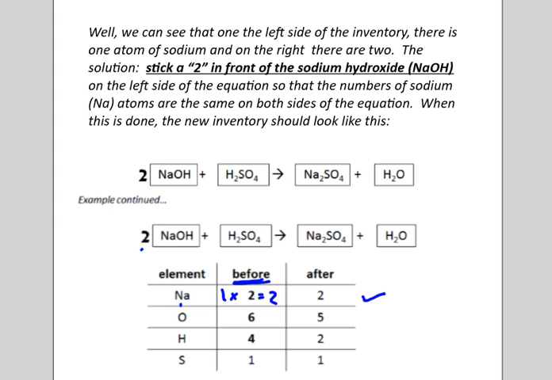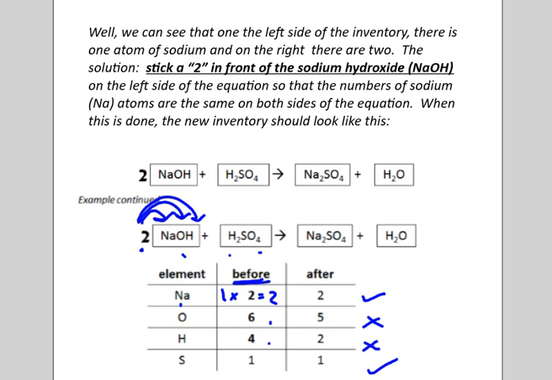Now sodium balances. This too, however, affected everything inside the box. It did change the sodium, but it also changed the oxygens. I now have two groups of 1 is 2, plus these 4 is 6. My oxygens don't balance. It also affected the hydrogens. I had two groups of 1 is 2, plus these 2 is 4 hydrogens. My hydrogens don't balance. And my sulfurs were unchanged. So it might seem as though we're no closer, but in reality we are.